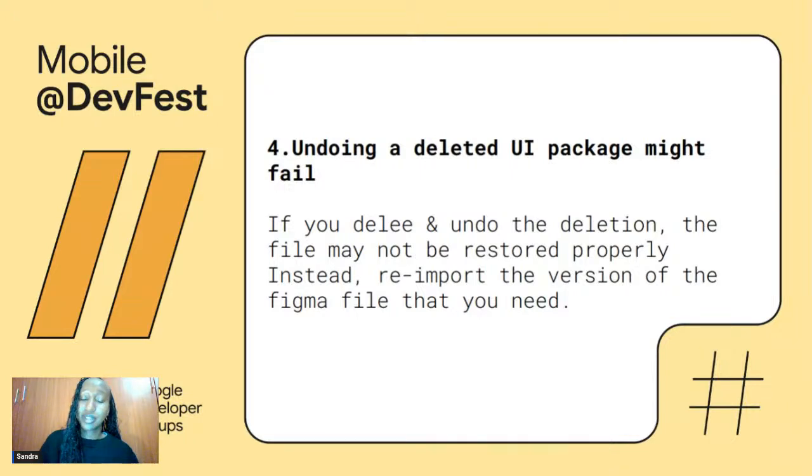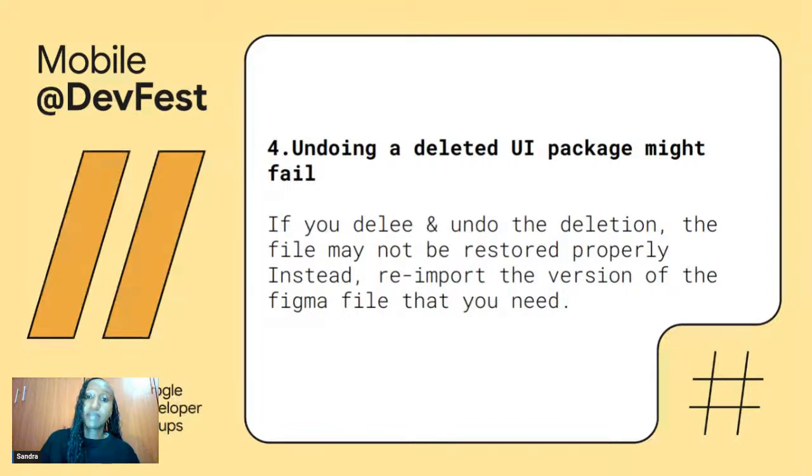So what you're gonna do is just re-import the version of the Figma file that you need, or you can just update the component just as I've showed you in Android Studio once you've made the changes in Figma, or you can just use the latest version of the file and re-import it again.